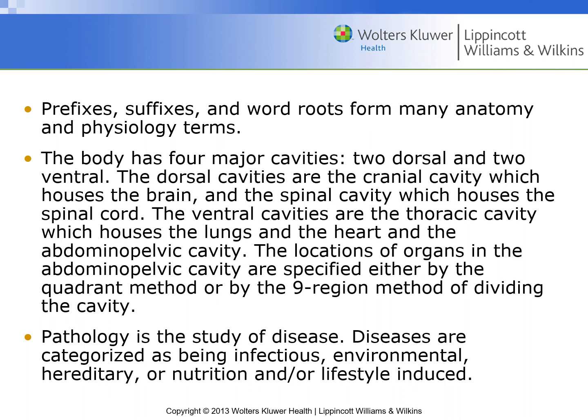The body has 4 major cavities, 2 dorsal and 2 ventral. The dorsal cavities are the cranial cavity, which houses the brain, and the spinal cavity, which houses the spinal cord. The ventral cavities are the thoracic cavity, which houses the lungs and the heart, and the abdominal pelvic cavity. The locations of organs in the abdominal pelvic cavity are specified either by the quadrant method or by the 9-region method of dividing the cavity.